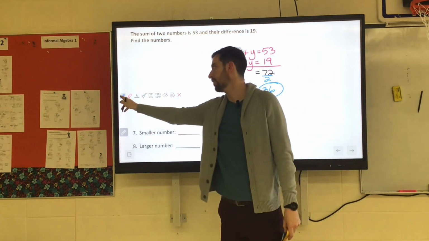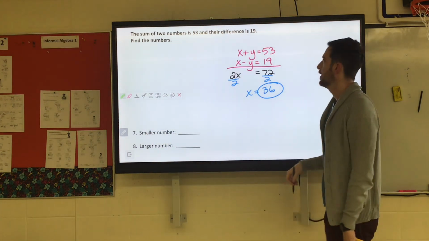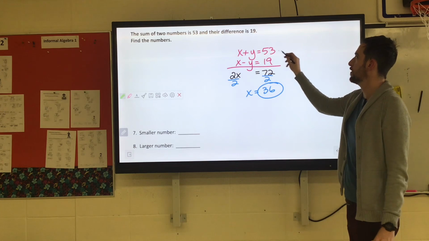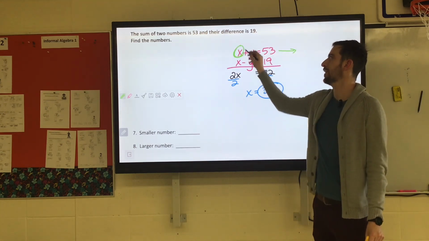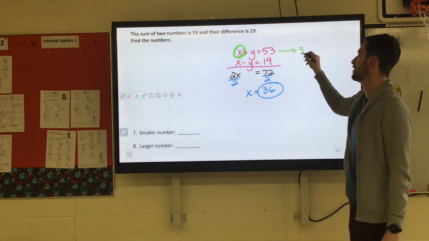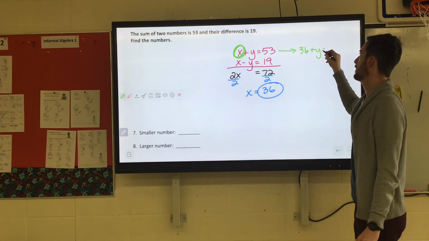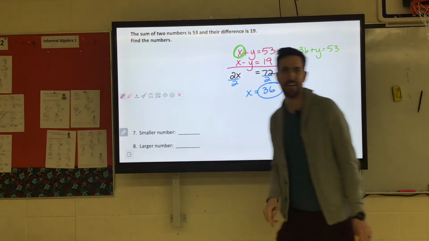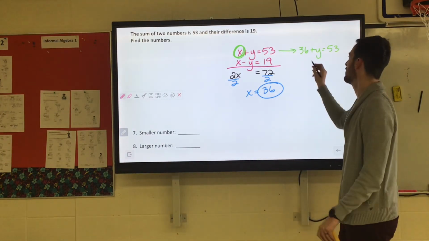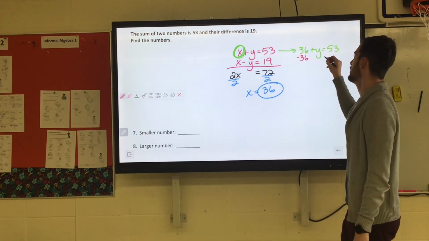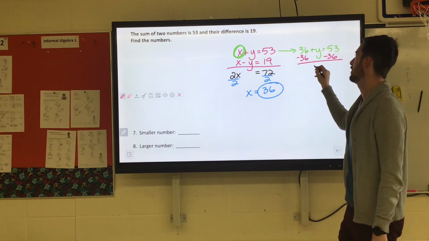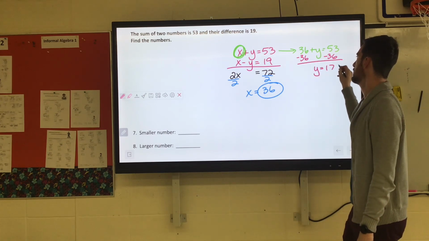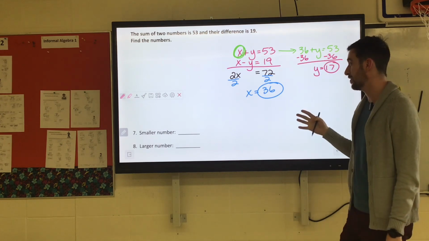I don't know if that's the larger number or the smaller number, but if I took this first equation and put that in place of x, we'd have 36 plus y equals 53. What are we going to do with that 36? We're going to go ahead and subtract it. Minus 36, y equals 17.